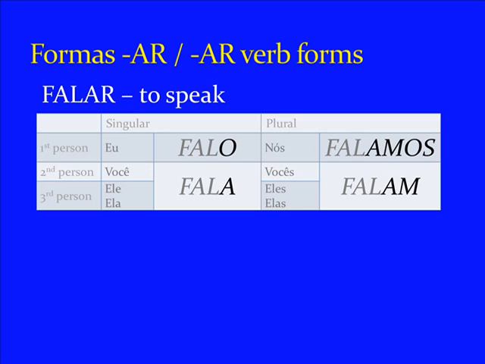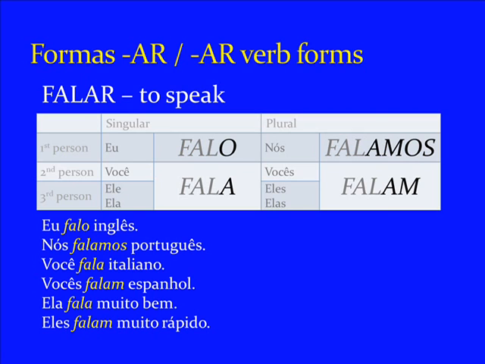So as an example, we would have things like eu falo português. So that form falo coincides with the subject pronoun eu. Whenever I'm talking about myself, I have to conjugate the verb, AR verbs, in this fashion. Eu falo, eu compro, right? Nós falamos, você fala italiano, vocês falam espanhol, ele fala muito bem, eles falam muito rápido.